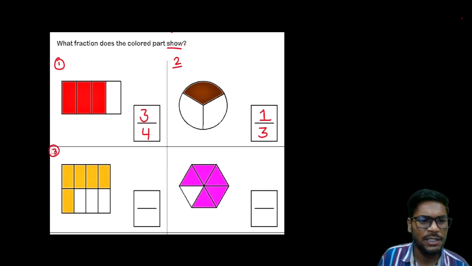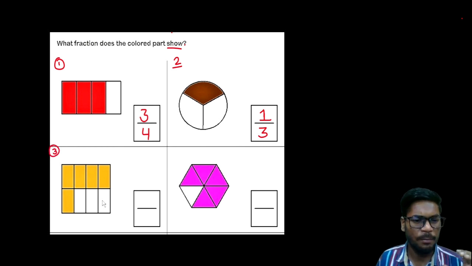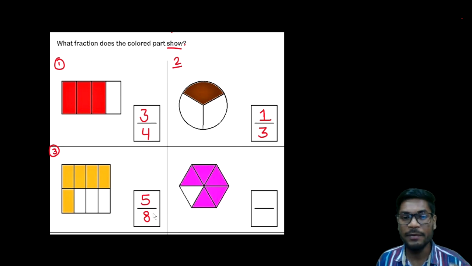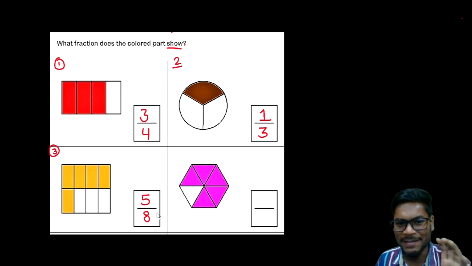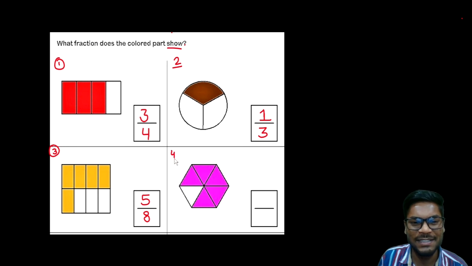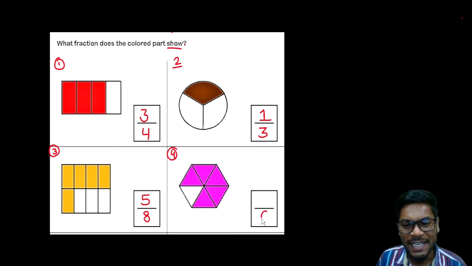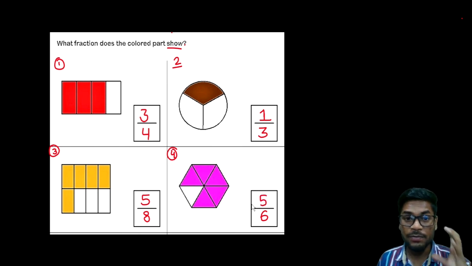So we have a third question. How many parts? We have made 8 parts. So the denominator is 8. How many are colored? 5 are colored. Means 5/8 fraction of the total diagram is colored. So this is our last and fourth question. In how many parts is it divided? It is divided into 6 parts. And how many are colored? Sir, we can count 1, 2, 3, 4, 5. 5 parts are colored, means 5/6 of the diagram is colored.